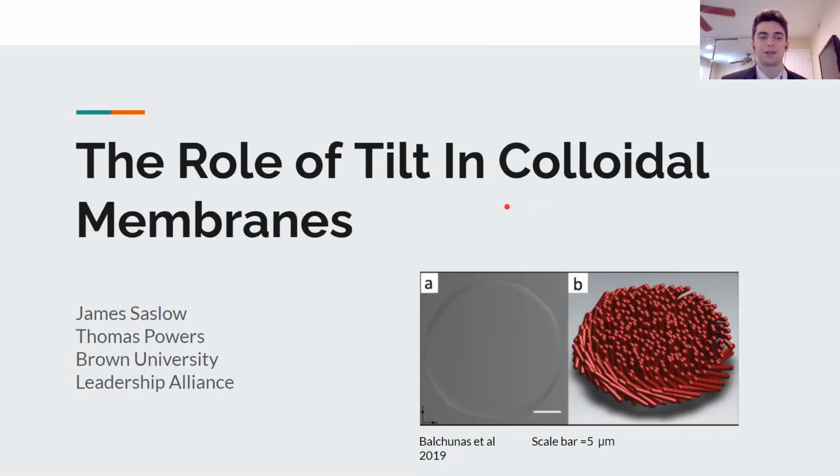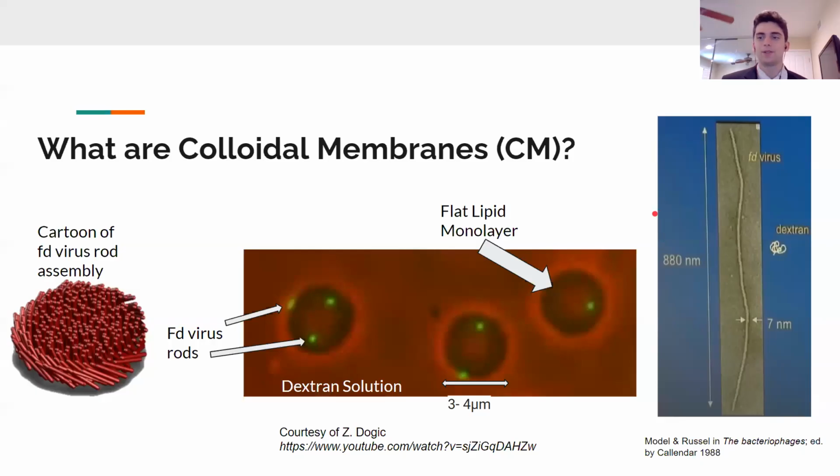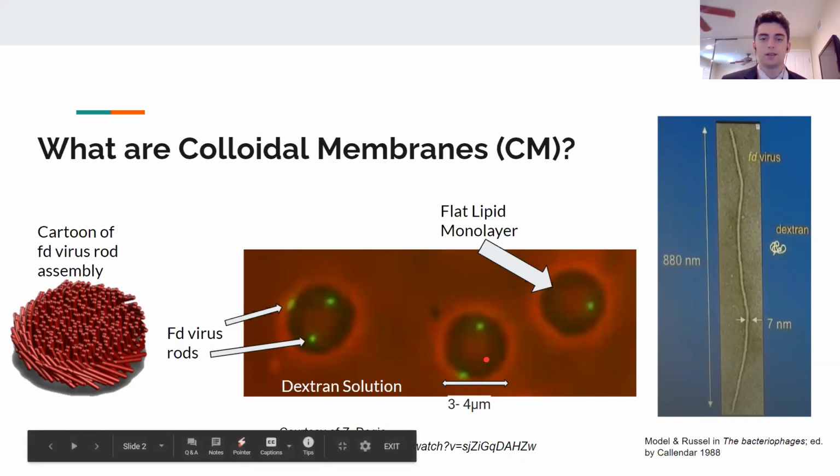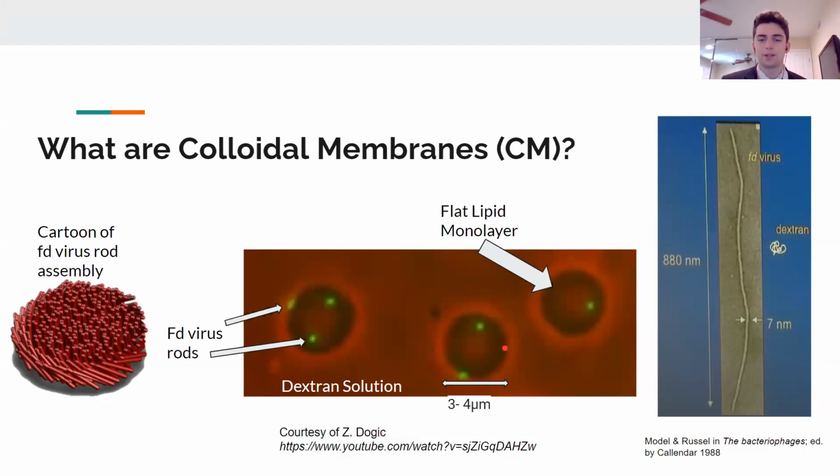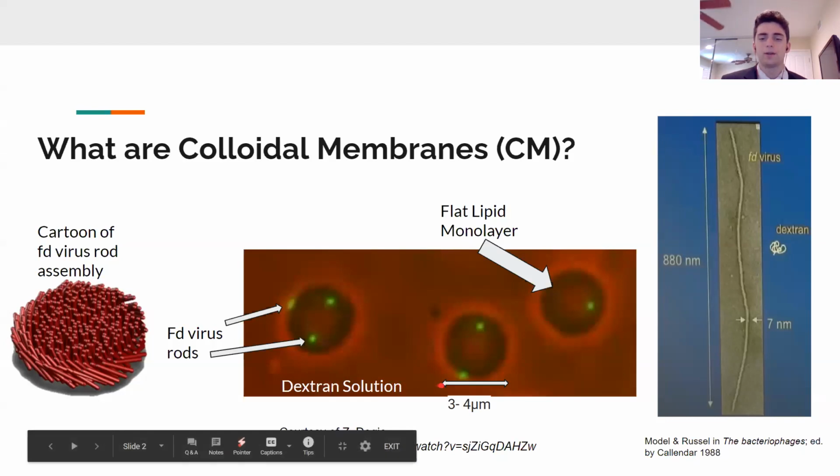So yes, I will be presenting the topic of the role of tilt in colloidal membranes. This is a project I worked on remotely with Thomas Powers at Brown University. So to just get into things, what are colloidal membranes? Well, colloidal membranes are what you see here on the bottom image. There are these disc shapes here. They are lipid monolayers with fd viral rods attached to them. They're usually formed in some solution like dextran, and they're about 3 to 4 microns across.